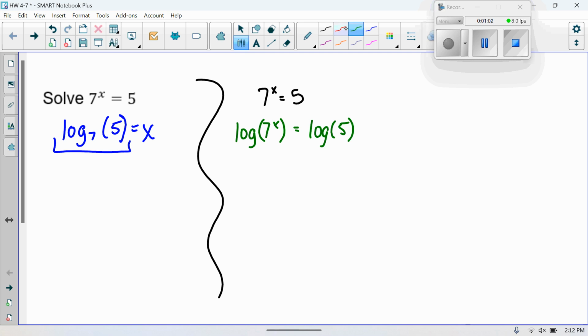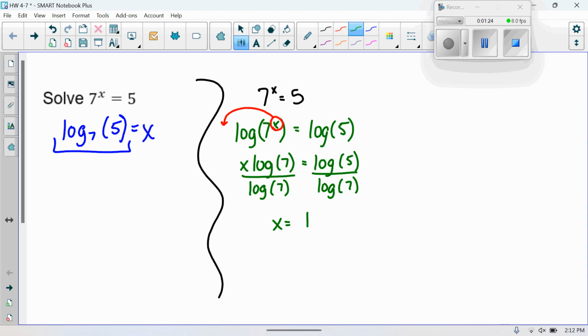Then I would apply my log properties. So I would take my power and move it to the front. So this would become x times log of 7 equals log of 5. And then if I'm solving for x, I would divide both sides by log of 7. So I would get x equals log 5 over log 7. And if two things are equal to the same thing, they must be equal to each other.